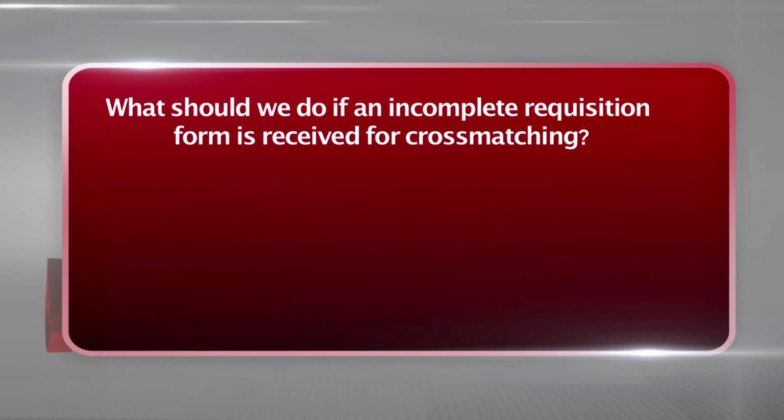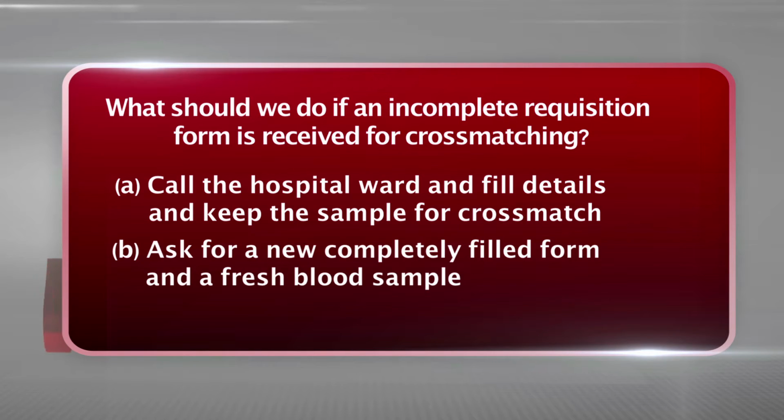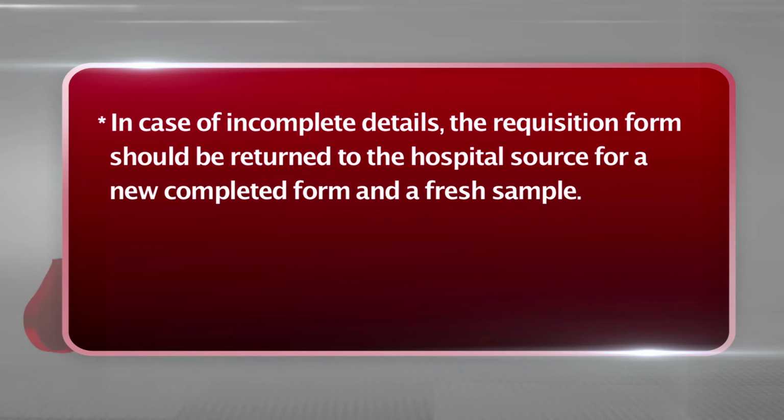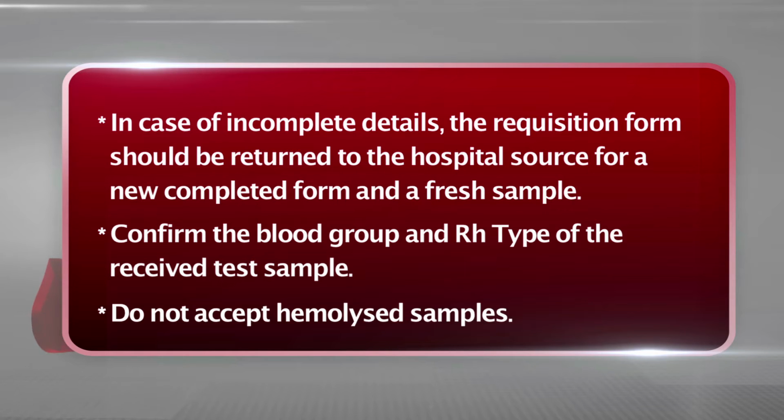What should we do if an incomplete requisition form is received for cross-matching? A. Call the hospital ward and fill details and keep the sample for cross-matching. B. Ask for a new, completely filled form and a fresh blood sample. The correct answer is B. In case of incomplete details, the requisition form should be returned to the hospital source for a new completed form and a fresh sample. Confirm the blood group and RH type of the received test sample. Do not accept hemolyzed samples.